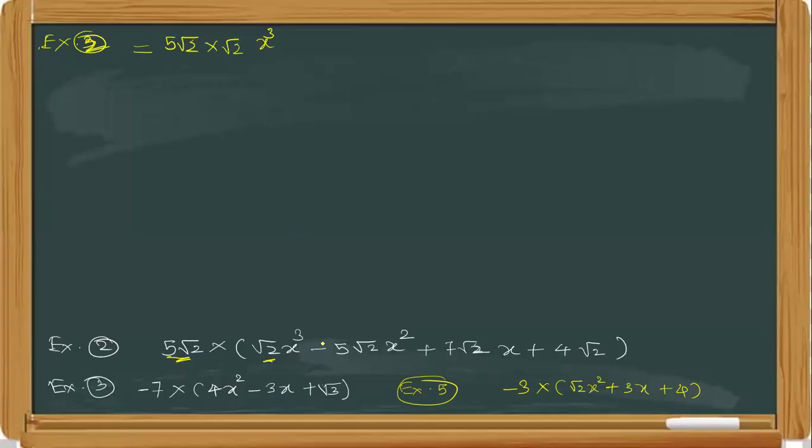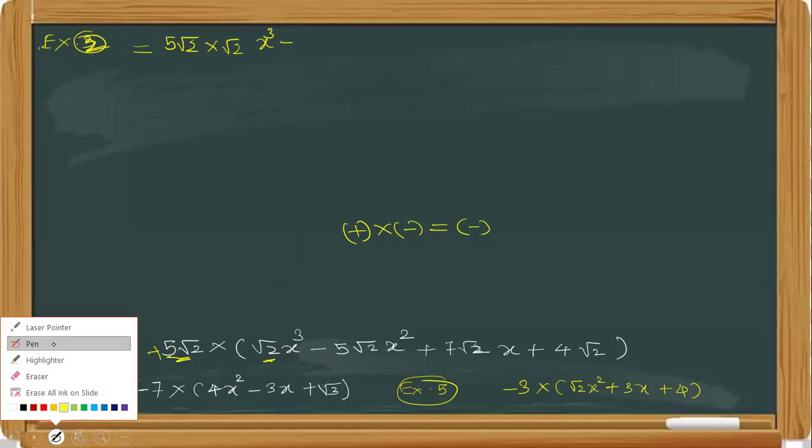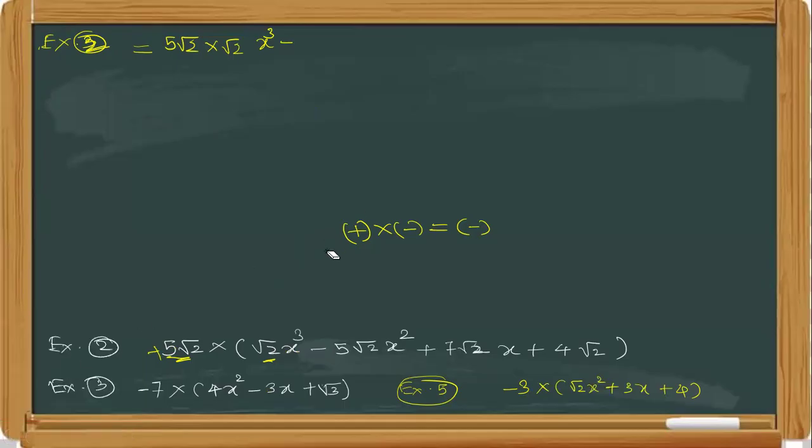Now see, this plus 5 root 2 will get multiplied to this minus. Then plus multiplied by minus will give us minus. So it must be a minus sign in between the second term and the third term. Understood?